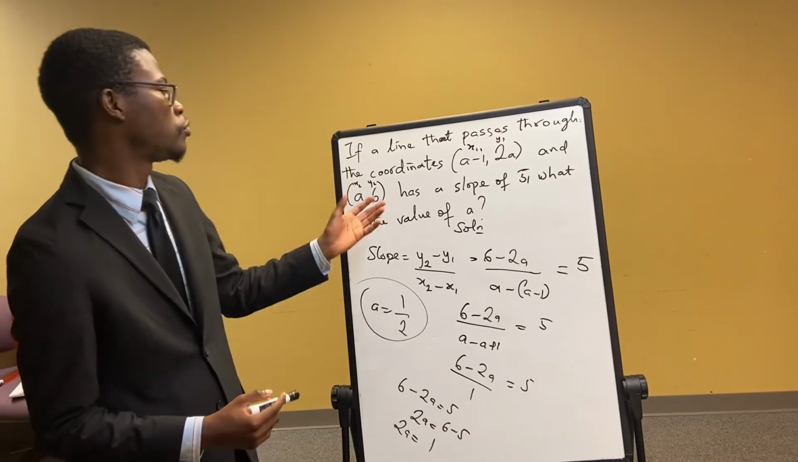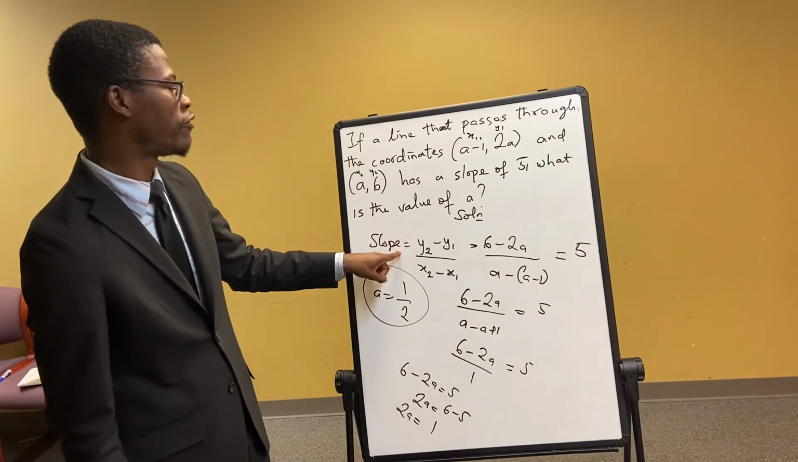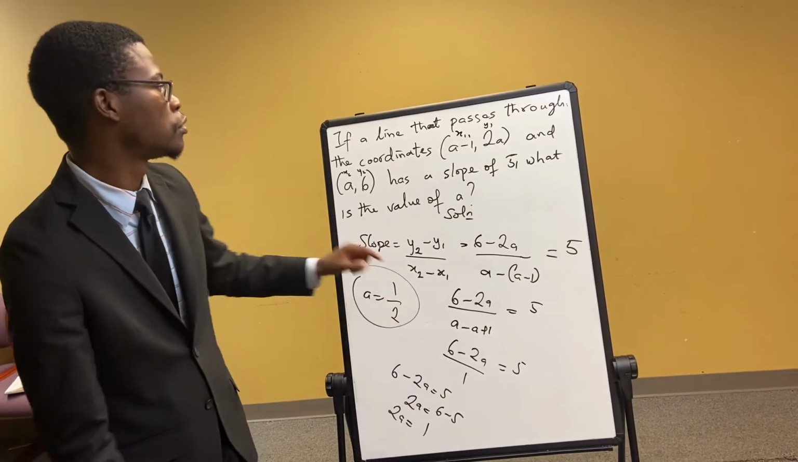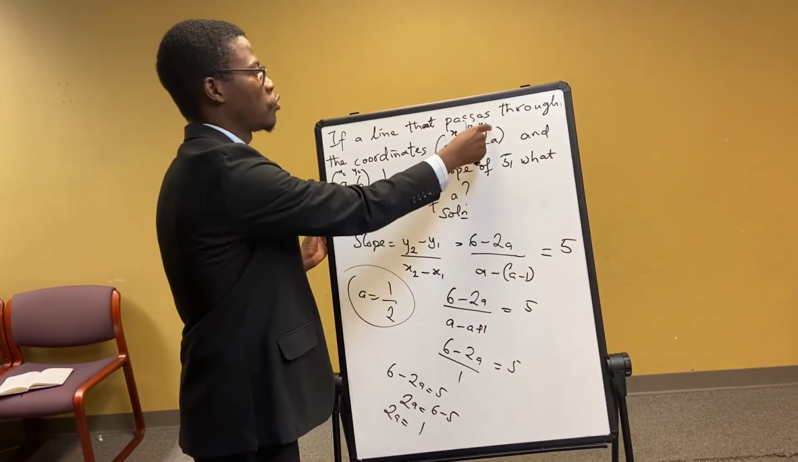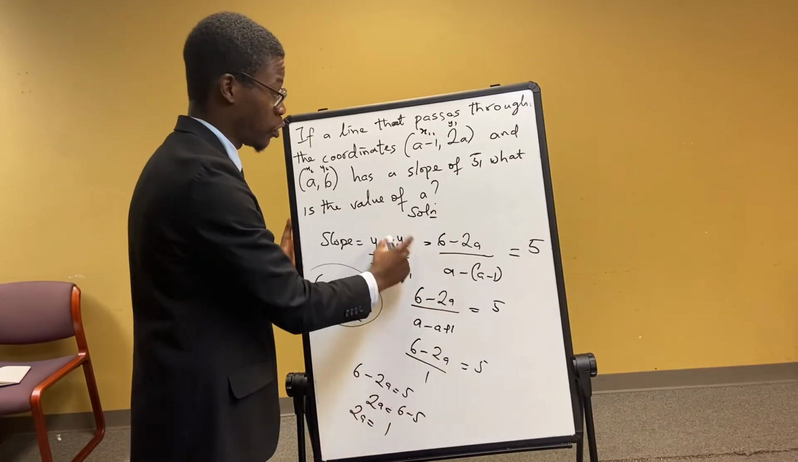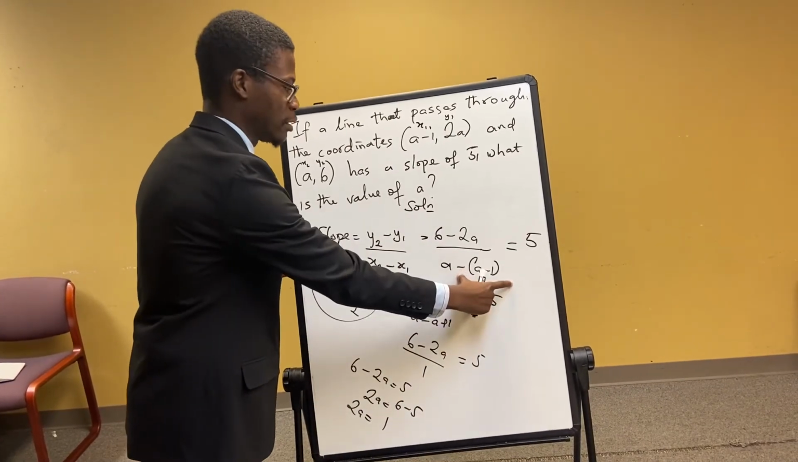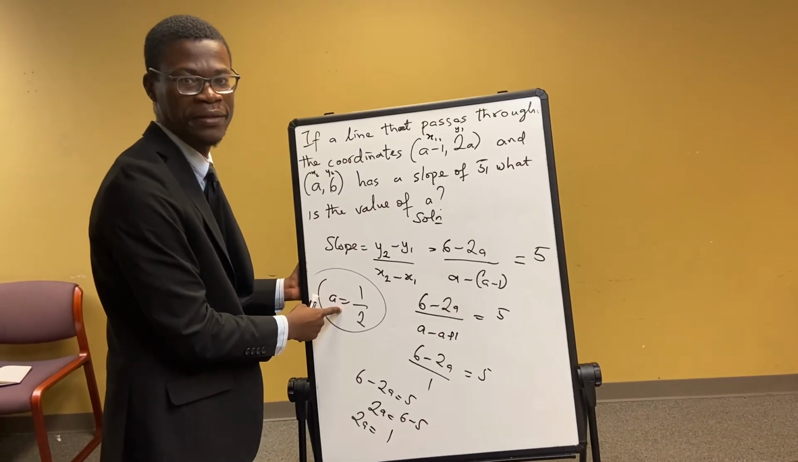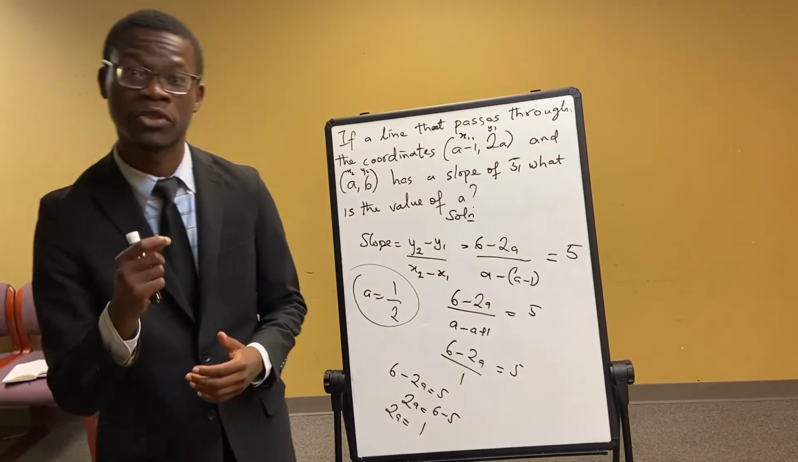All right, so how do we solve this? We know the formula for slope, y2 minus y1 divided by x2 minus x1. So if you call this point x1, y1, you call this x2, y2, you plug it into this equation, you get this, then from there you solve for a, and you get a equals half.